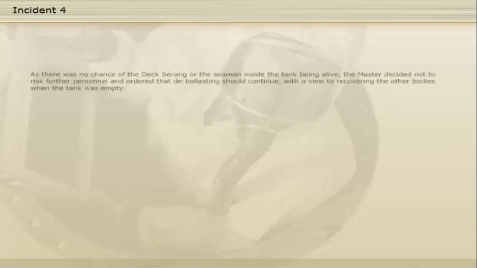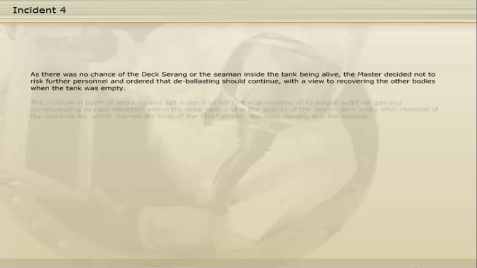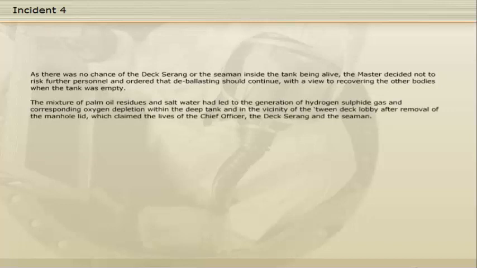As there was no chance of the deck serang or the seaman inside the tank being alive, the master decided not to risk further personnel, and ordered that deballasting should continue with a view to recovering the other bodies when the tank was empty. The mixture of palm oil residues and salt water had led to the generation of hydrogen sulfide gas and corresponding oxygen depletion within the deep tank and in the vicinity of the tween-deck lobby after removal of the manhole lid, which claimed the lives of the chief officer, the deck serang, and the seaman.